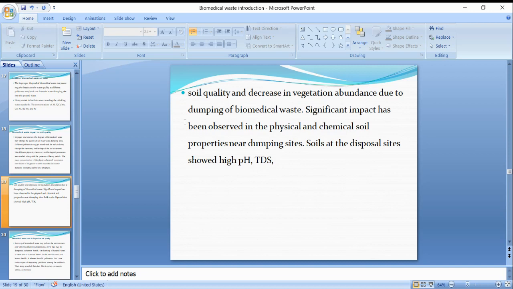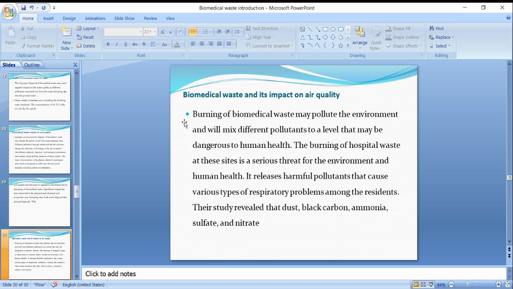So we have observed the physical and chemical soil properties near dumping sites. Soils at the disposal site show high pH and total dissolved solids. After dumping the biomedical waste, the soil was examined, and after examining, we have seen that the soil has a higher pH value, and also TDS, total dissolved solids, is higher in that soil. So these are the impacts on the soil.